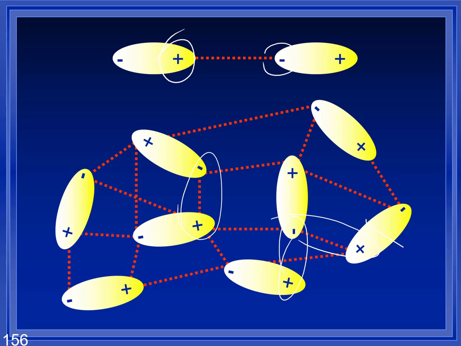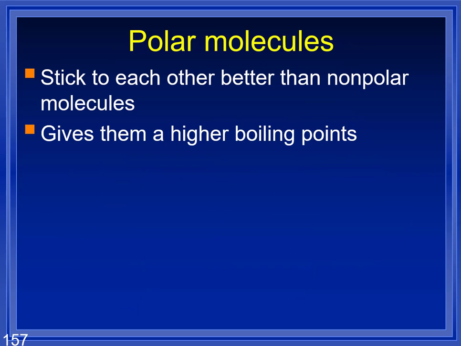And that's what you have to overcome when you boil water, those partial charges attracting, which is why water melts and boils at a lower temperature than salt. Because for salt, you have to tear apart full charges. Here, we only have to tear apart partial charges. Partial charges are going to be easier to tear apart than full charges. Okay? So polar molecules stick to each other better than nonpolar molecules. Polar molecules have higher boiling points than nonpolar molecules.